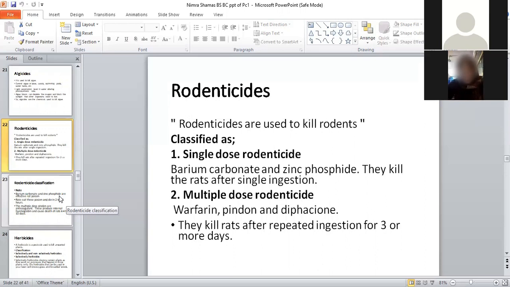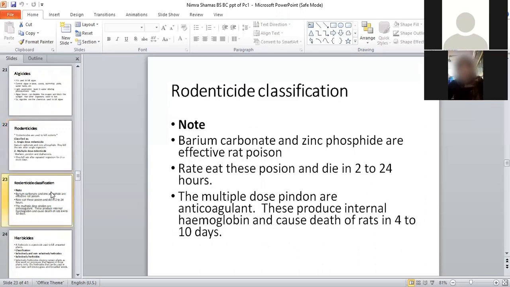Multiple dose rodenticides like warfarin, pindone, and dioxin kill the rat after repeated ingestion for 3 or more days. These are not single ingestion, these are 3 or more days of ingestion. Because of this, rats die. Single dose and multiple dose differ by their doses, because of the ingestion.